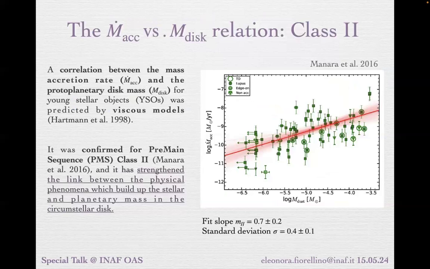So there is a huge literature about classical T Tauri stars, but I will focus on this result. In 2016, Manara et al. found the existence of a relationship between the mass accretion rate and the dust mass of the disk. Now, this is for Lupus, in the Lupus star-forming region. The existence of such a relationship was actually predicted by the viscous model. So at that time, we were all, okay, finally we understood what the driving mechanism of the accretion process is. It's the viscous model, so the viscosity of the disk.